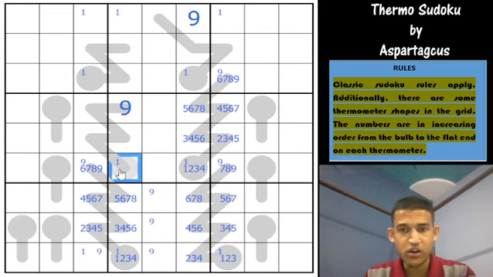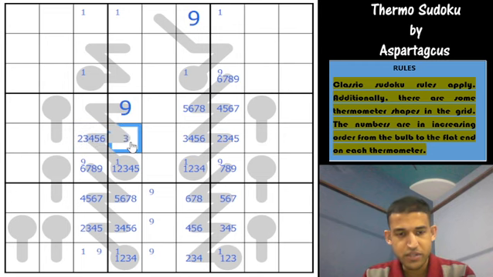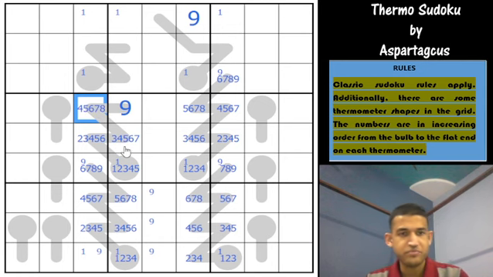Since it is 5 cells long, you can have digits until 5 at the start and continuing along. So this could be 2 3 4 5 6, this could be 3 4 5 6 7, this could be 4 5 6 7 and 8.